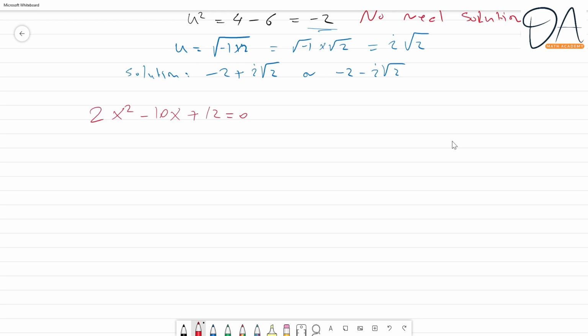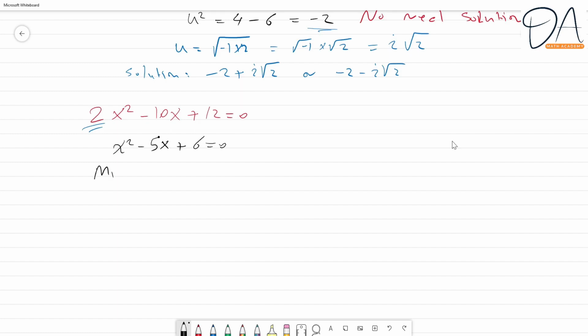And actually, the trick is very simple. You just divide by whatever a is here. If it is 2, you divide everything by 2. If it is 4, you divide by 4. Here, if we divide this by 2, we will get x squared minus 5x plus 6 equal to 0. And it doesn't matter even if you get some fraction, for example if this 10 was 5, what you'll get is 5 over 2. The method still will work out. So don't worry, just divide by 2 and follow the same steps.